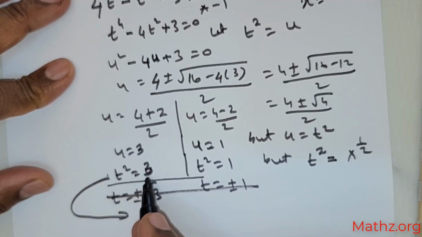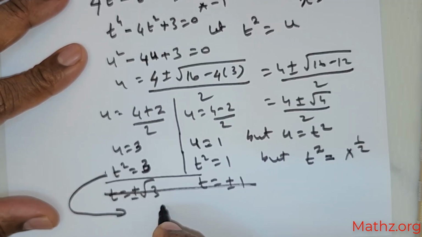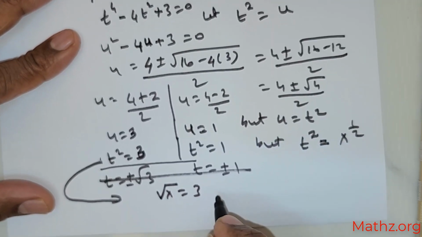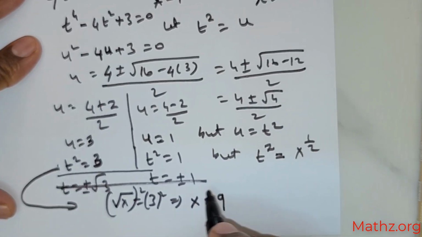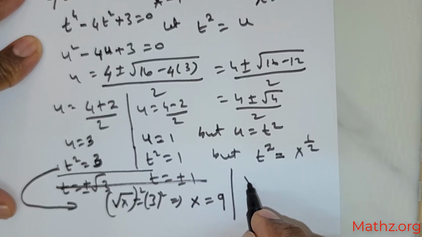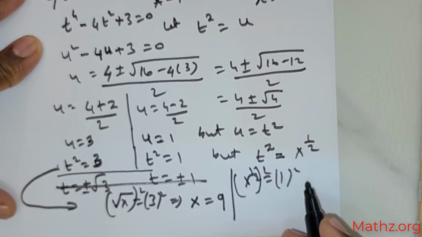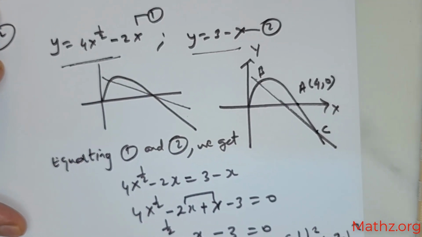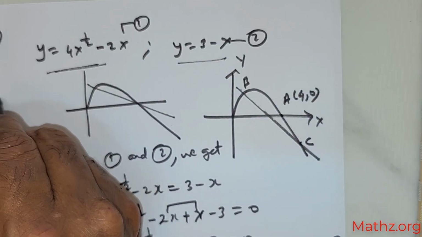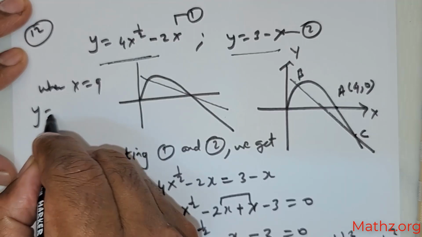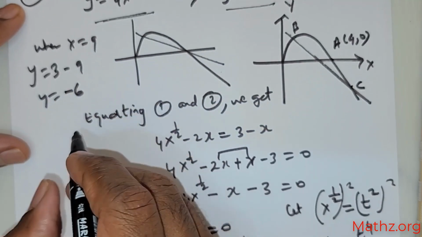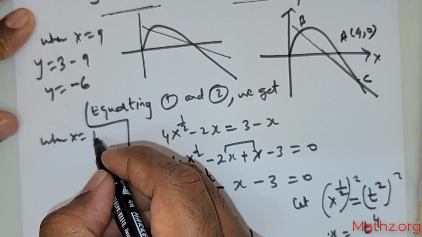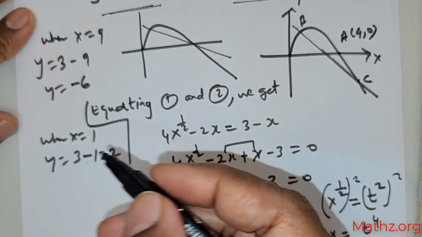So t squared is equal to 3, and that would mean root of x is equal to 3. So I square both sides. I would get x is equal to 9 at one spot, and in this case x raised to the power of 1 over 2 is equal to 1. I square both sides, I get x is equal to 1. Right, so x is equal to 9 and x is equal to 1. So now go back to the curve. I'll utilize this one. x is equal to 9. When x is equal to 9, y will be 3 negative 9. y is going to be equal to negative 6. And then when x is equal to 1, y is equal to 3 negative 1, which is equal to 2.